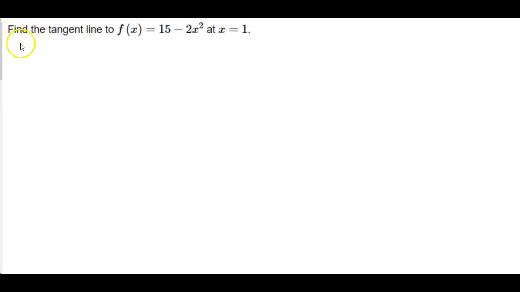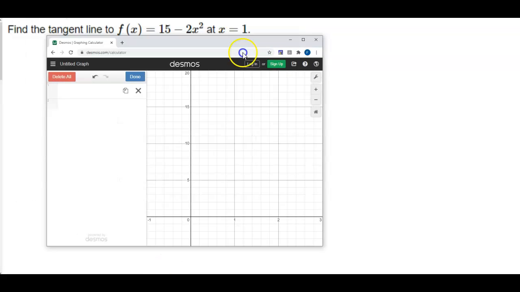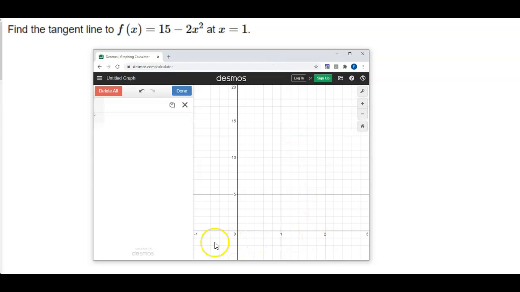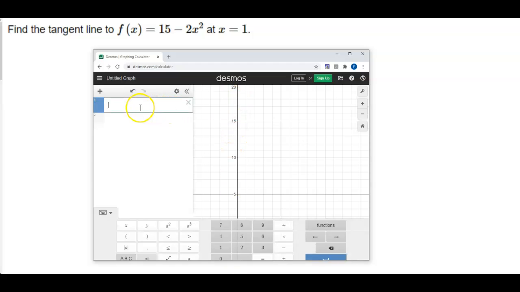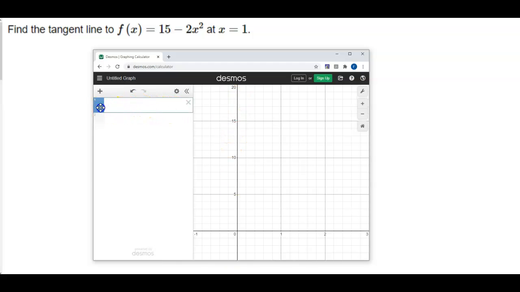Okay, so in this example, we want to find the tangent line to f of x, which is equal to 15 minus 2x squared, at x equals 1. Let's go ahead and graph this curve on Desmos. I've graphed this curve. You can see that my viewing rectangle goes from -1 to 3, and then from -4 up to 20. So let's go ahead and graph the curve here.